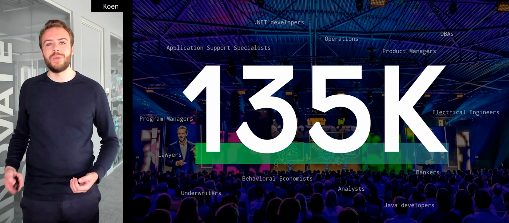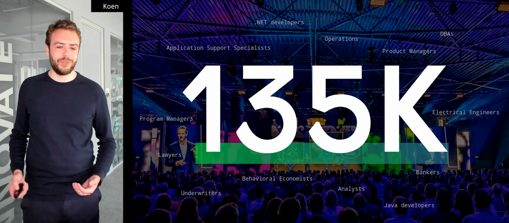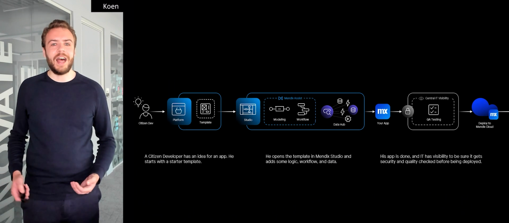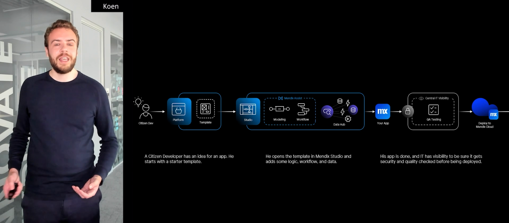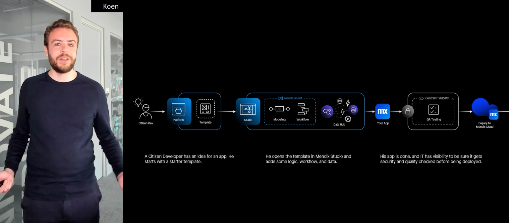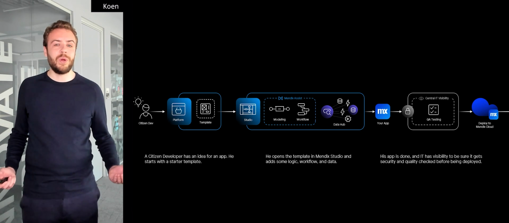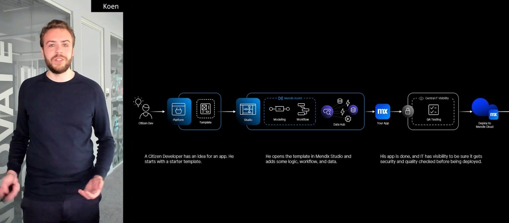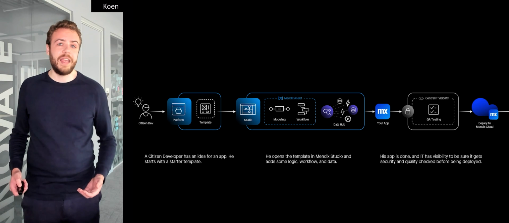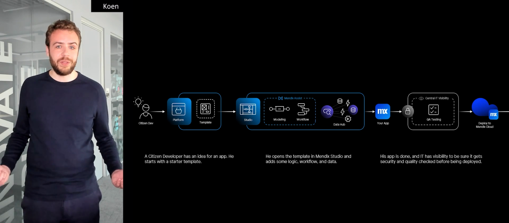So let me walk you through an example of what life looks like in that unevenly distributed future. Imagine I'm someone without any coding skills, but I've got a great idea for an application. In Mendix, I can just grab a template as a starting point. I can download it, open it in Mendix Studio, and get going. I can use the visual modeling tools to build logic, user interfaces, and data models. I can find data from Data Hub. There are a lot of things I can do without writing a single line of code.